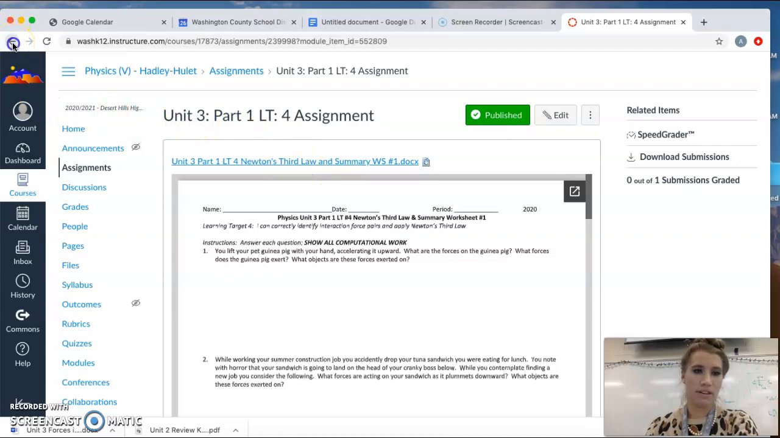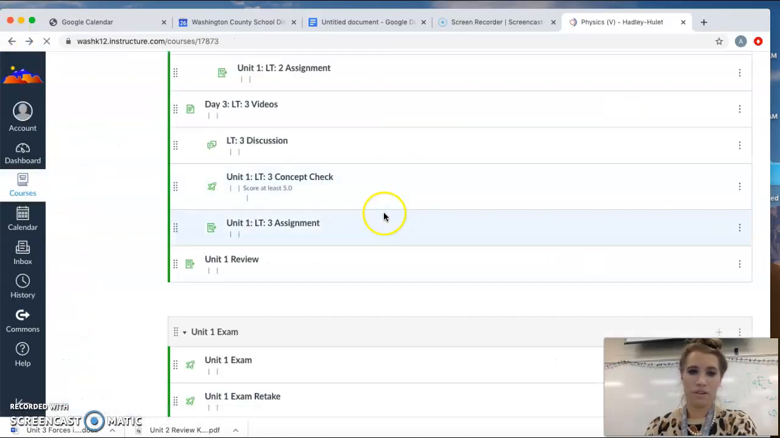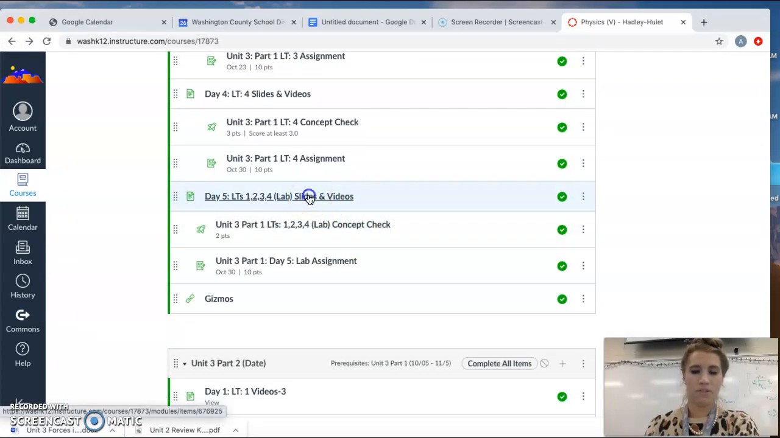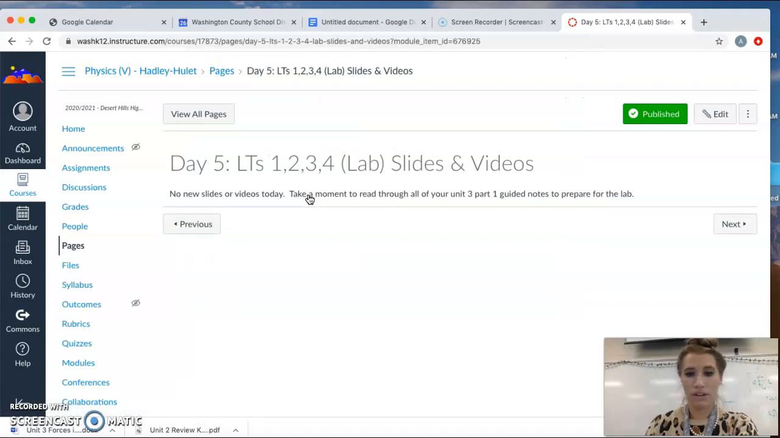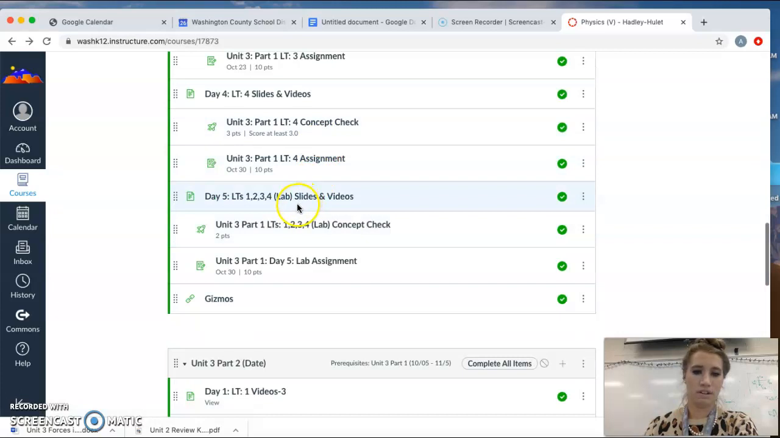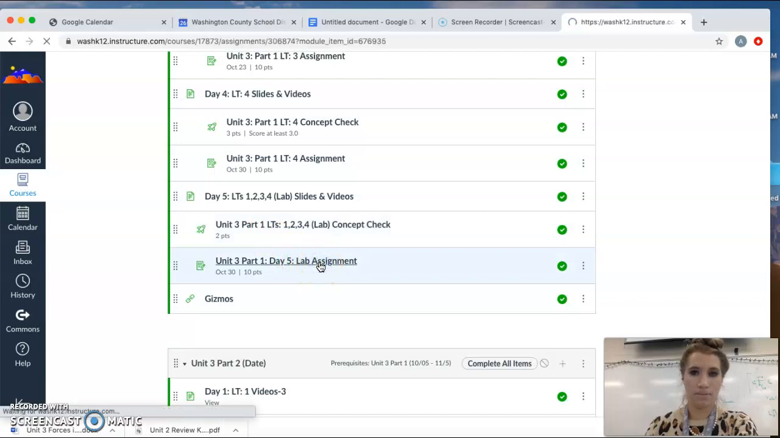Okay, and so now the lab. Let's look at that. So on day 5 is the lab. So there's not any slides or videos, but you should read through your Unit 3 Part 1 notes to help prepare you for the lab. Okay, and then there is a short concept check. Okay, and then here's the lab assignment.